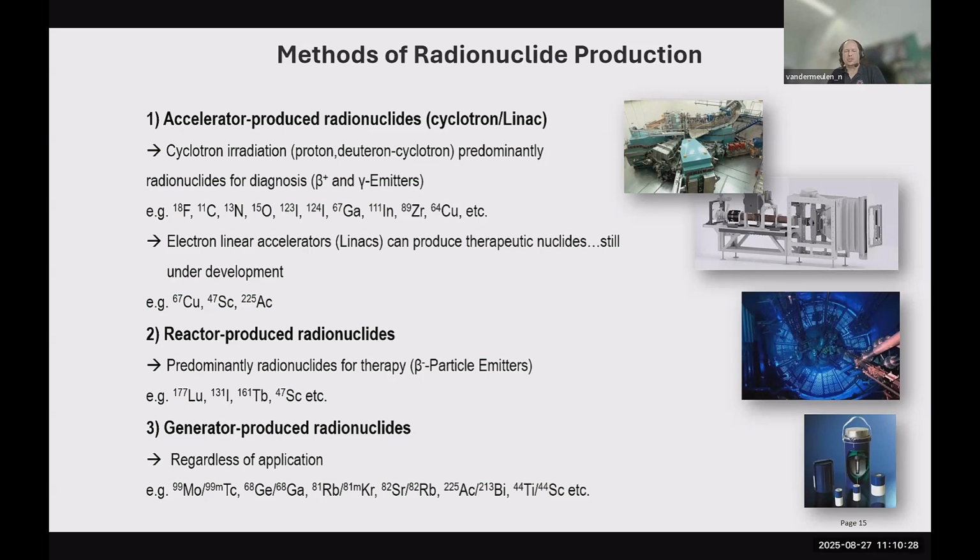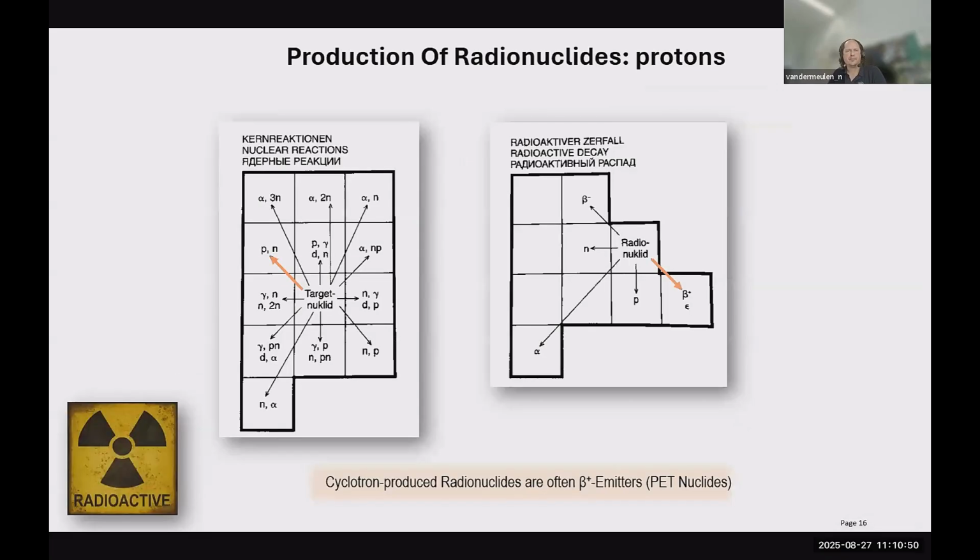And then your generator-produced radionuclides, some of them are used for therapy, like your actinium-225 and bismuth-213 generators. And then you would look also at your lead-212, which is also produced from a generator. That can be used for therapy, but predominantly they're used for diagnostic application.